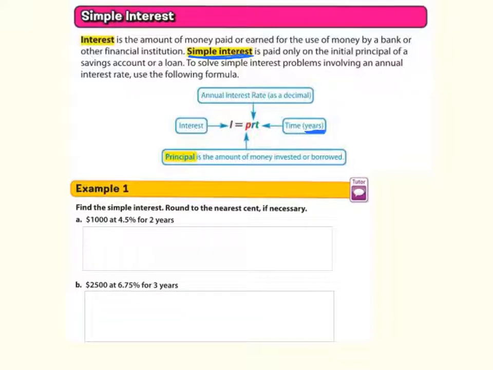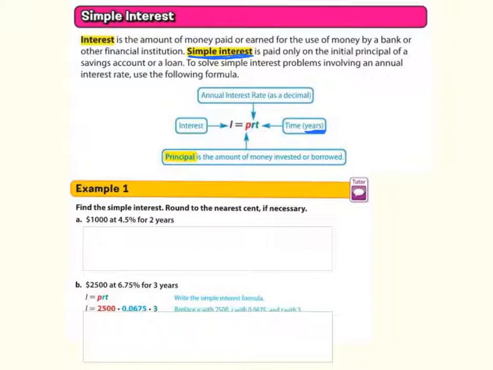$2,500 at 6.75% for 3 years. Again, what is 6.75% as a decimal? So once you figure that out, then all you have to do is put in your calculator those three numbers to multiply together. So in your notes, write down the formula, I equals P times R times T. Substitute the numbers, and then in your calculator, multiply all three numbers together and simplify to get $506.25, which is the simple interest after 3 years.